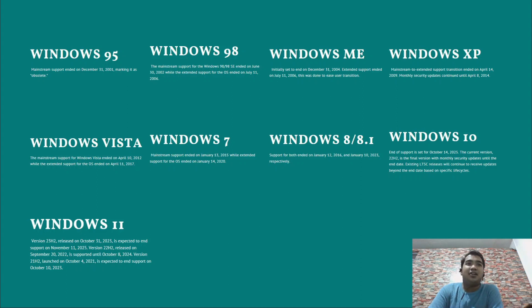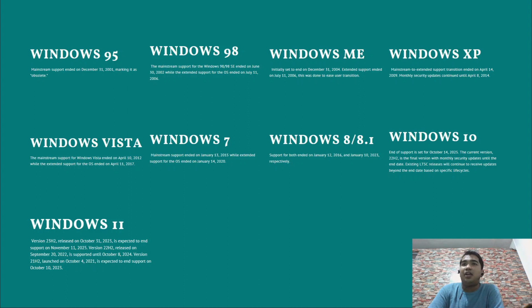So for Windows Vista, the mainstream support ended on April 10, 2012, while the extended support for the OS ended on April 11, 2017. Windows 7 mainstream support ended on January 13, 2015, while the extended support for the OS ended on January 14, 2020. Windows 8 and Windows 8.1, the support for both ended on January 12, 2016 and January 10, 2013 respectively.